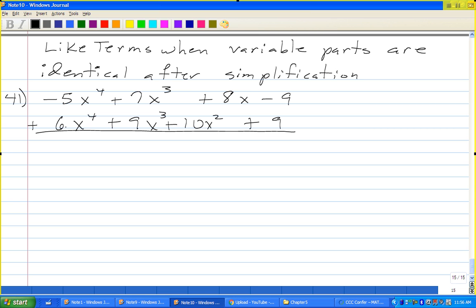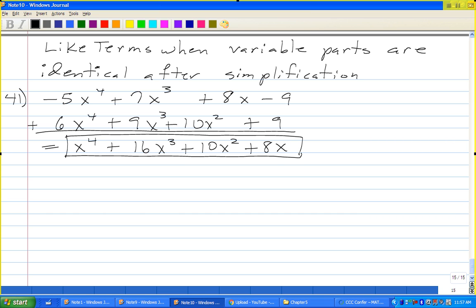So the 6x to the 4th minus 5x to the 4th is x to the 4th. 7x cubed plus 9x cubed is 16x cubed. There's no matching x squared term, so this is plus 10x squared. There's no matching x term, so plus 8x. 9 minus 9 cancel, and so my answer is x to the 4th plus 16x cubed plus 10x squared plus 8x. Do problem 43.